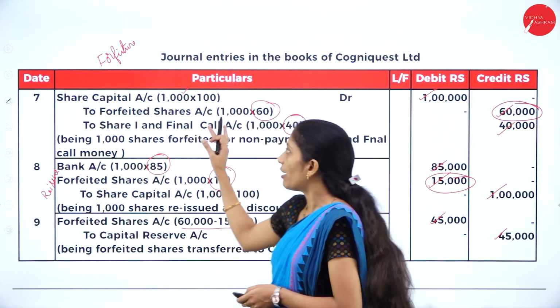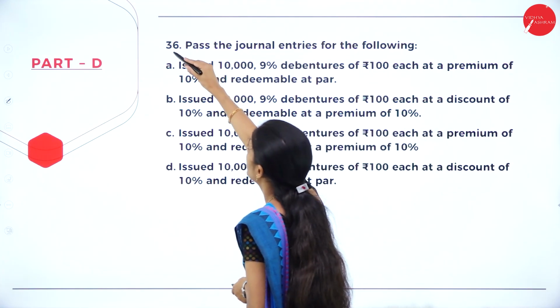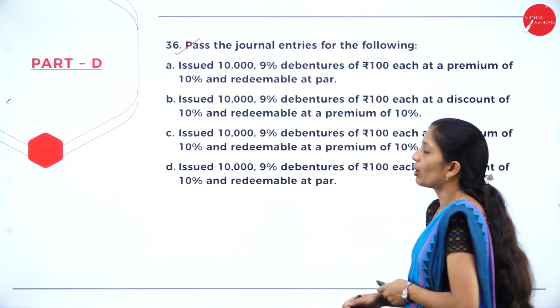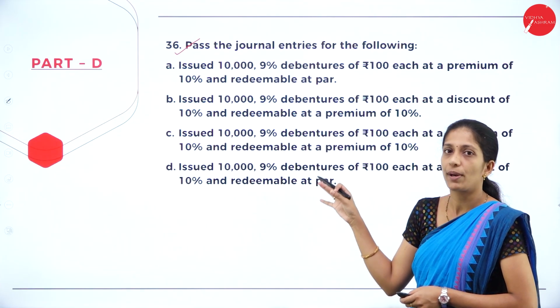And I have told you how you have to put the amount here. Next, 36th question. Pass the journal entries for the following. So this is a problem on debentures. Okay, so 12 marks problem on debentures.